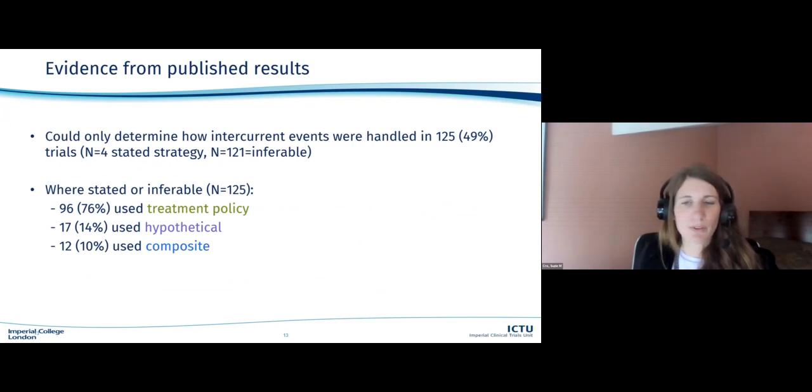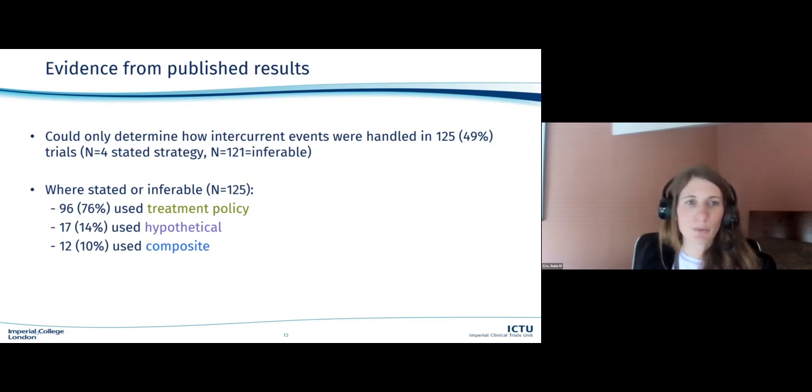Well, the main driver for this was the lack of clarity on the approach to handling intercurrent events, such as treatment discontinuation or rescue therapy. So we could only determine how intercurrent events were handled in 125, which was 49% of the trials. Now, of these, 4 stated the strategy, but for the majority, 121, we had to infer the strategy for handling intercurrent events from the statistical methods. Now, in the trials where the strategy for handling intercurrent events was stated or could be inferred from the methods, we found that 76% used a treatment policy strategy to handle the intercurrent events.